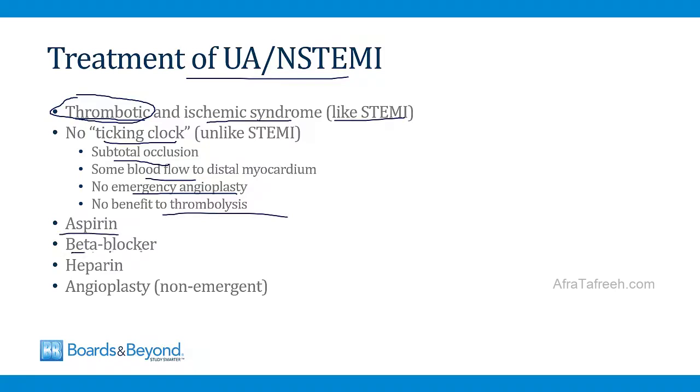We generally administer a beta blocker unless there's a contraindication like hypotension or bradycardia. We almost always administer heparin, and then usually angioplasty is performed, although it is not emergent. So the patient can be admitted to the hospital and can have angioplasty within a day or so.